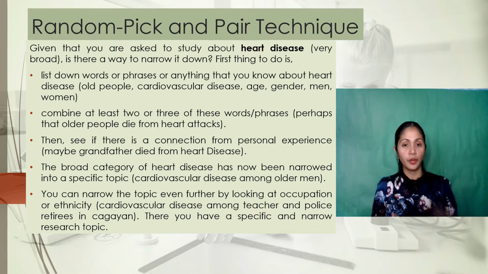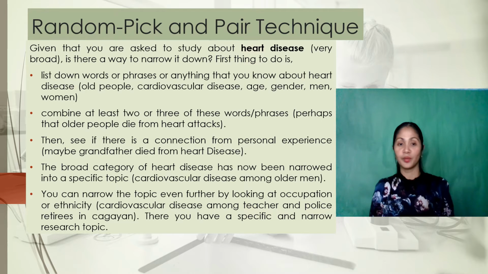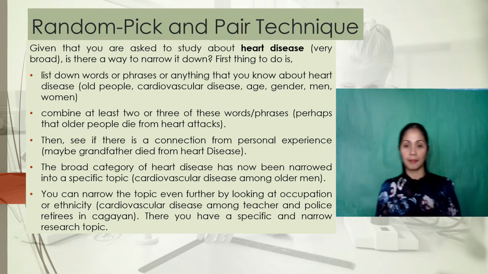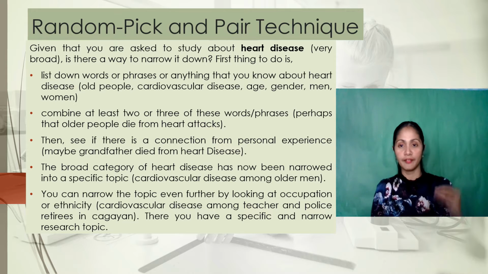And then, next, the broad category of heart disease has now been narrowed into a specific topic. And this is it. Cardiovascular disease among older men. Grandfather is an old man. So, combining cardiovascular disease with old men as the demographic profile, we can study cardiovascular disease among older men. And then we can narrow it further by looking at the occupation and then ethnicity. For example, cardiovascular disease among teachers and police officers in Cagayan. You see? This is the technique of random pick and pair. It is a technique in narrowing a very broad topic.